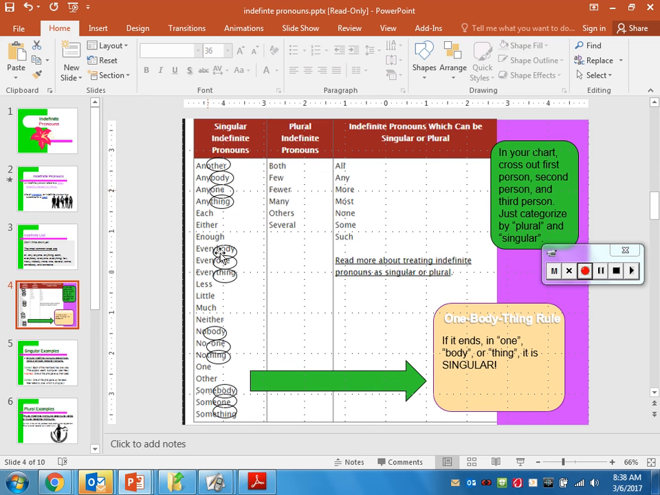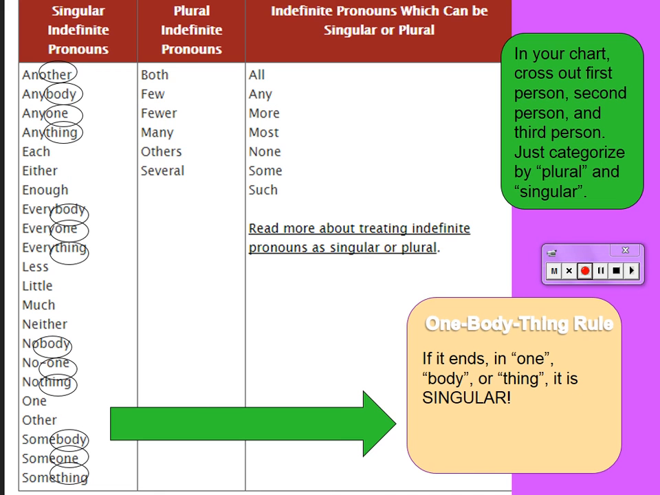Okay, and if you want to get down a bunch of these singular ones, go for it. Okay, but you do not have to write that whole list. That would be crazy. But definitely write down the one body thing rule. If it ends in one, body, or thing, it is singular.